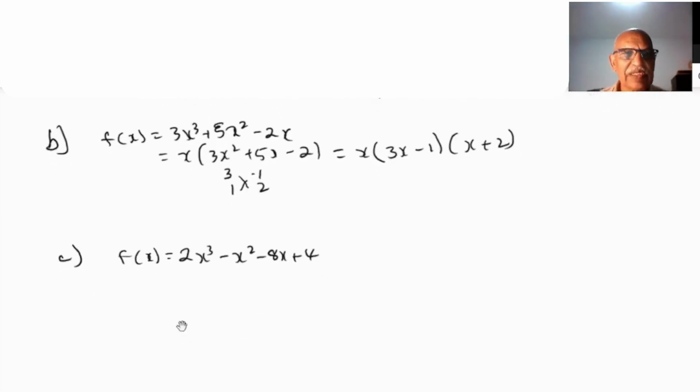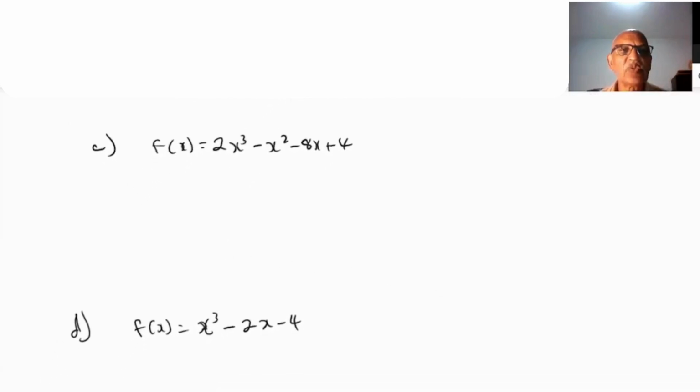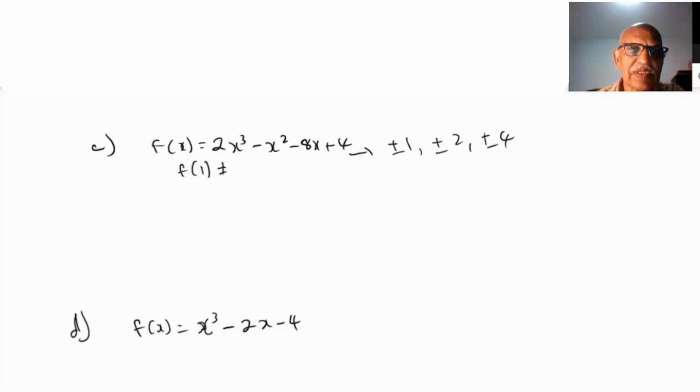Okay, the next one is 2x cubed minus x squared minus 8x plus 4. The first thing I do in higher degree is check what the possible factors are. Possible factors are plus minus 1, plus minus 2, plus minus 4. So I try any one of these, like f of 1. f of 1 is not equal to 0, so x minus 1 is not a factor. I try f of 2. If I substitute 2 here, it gives me 0. Therefore, x minus 2 is a factor.